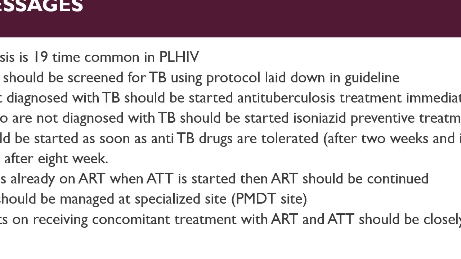So what are the key messages? Tuberculosis is 19 times more common in patients living with HIV, so the presence of HIV and TB co-infection should always be considered. Therefore, all patients living with HIV should be screened for tuberculosis using the protocol given in the guideline. All patients diagnosed with TB should be started on anti-tuberculosis treatment immediately. Those who are not diagnosed with tuberculosis should be started on isoniazid preventive therapy.